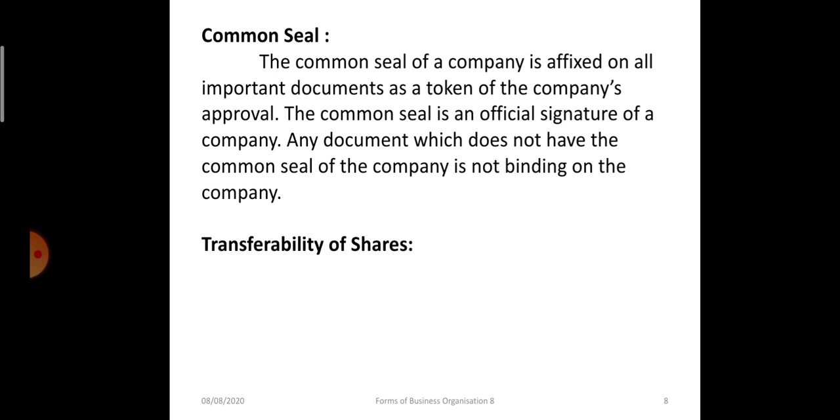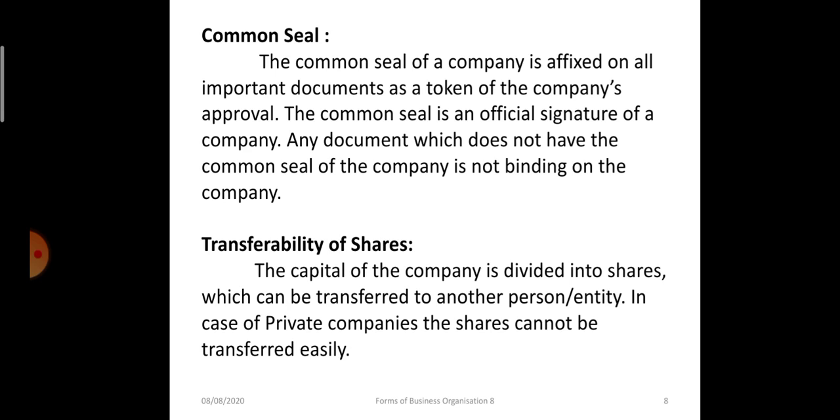Shares are traded. So if a person is not interested in remaining a shareholder in a company, he can sell it to another person. The capital of the company is divided into shares which can be easily transferred to another person or entity. In the case of a private company, there are certain restrictions. The shares cannot be easily transferred.